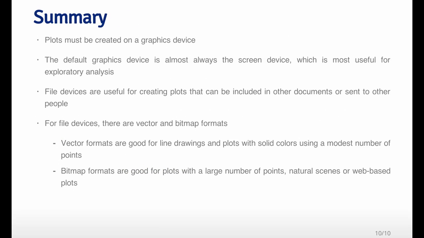So that's a quick summary of the graphics devices in R. The basic bottom lines are that every plot must be created on a graphics device, and usually this is the screen device, which is useful for exploratory analysis. But if you want to preserve a plot or send it to someone, you have to create the plot in a file device, and there are a variety of different file formats that you can use. There are vector formats like PDF and SVG, and there are bitmap formats like PNG and JPEG that you can choose from.